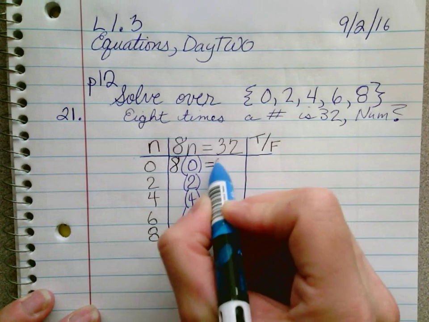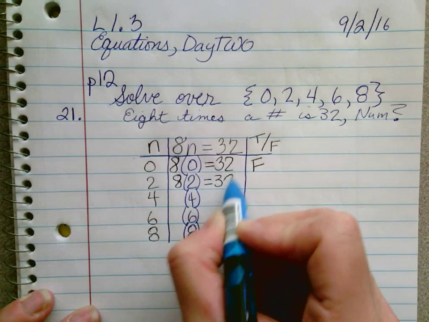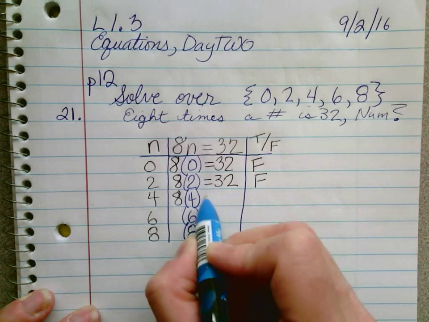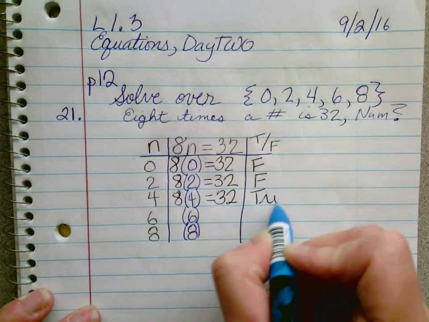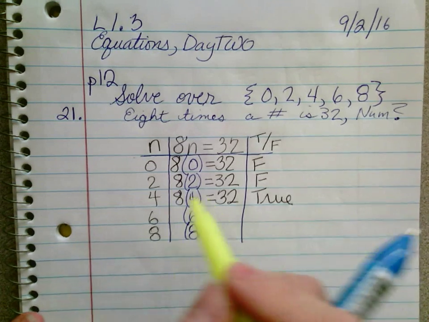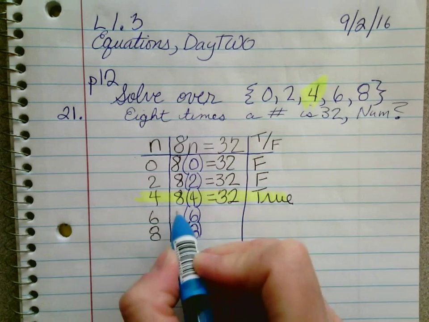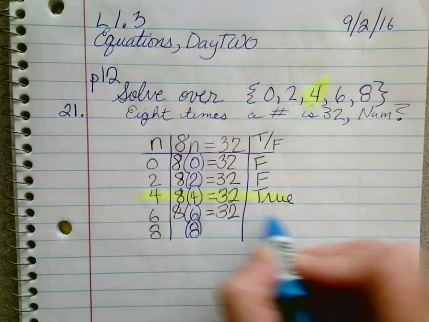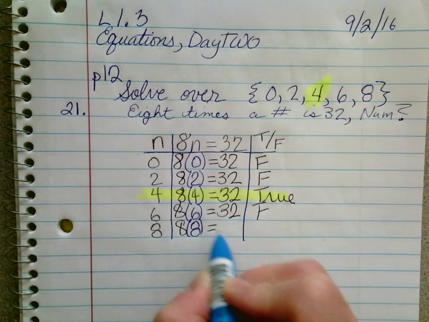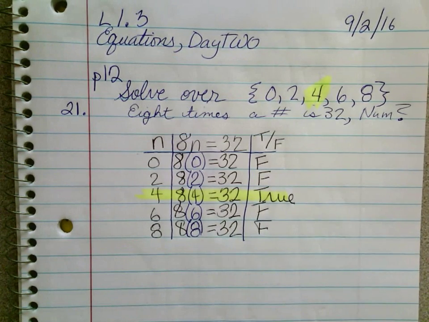Does 8 times 0 equal 32? False. Does 8 times 2 equal 32? False. Does 8 times 4 equal 32? There's your true. Grab the white pass. Okay. Does 8 times 6 equal 32? Nope. Neither does 8 times 8. Okay, so the pattern you're going to be following continues to look like this. We're going to do the next one.